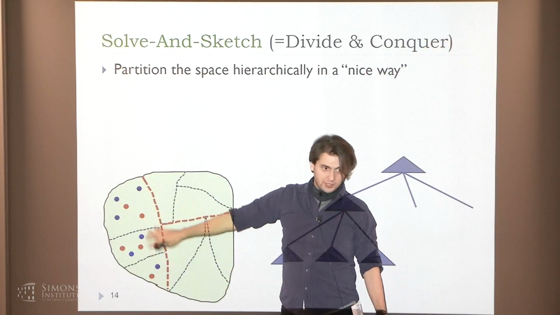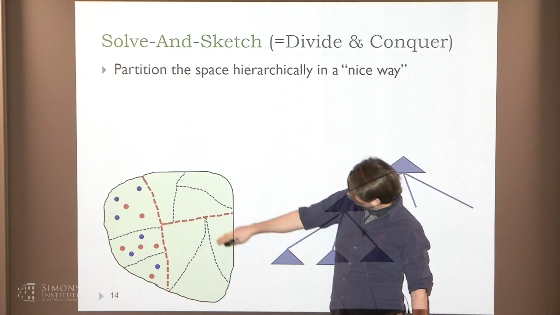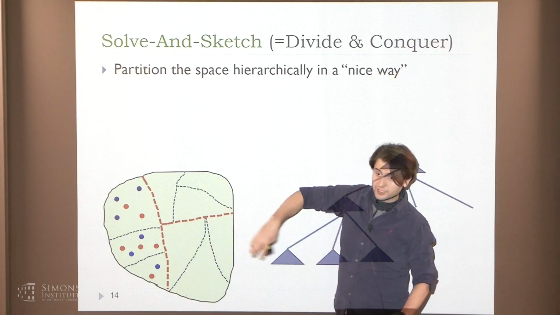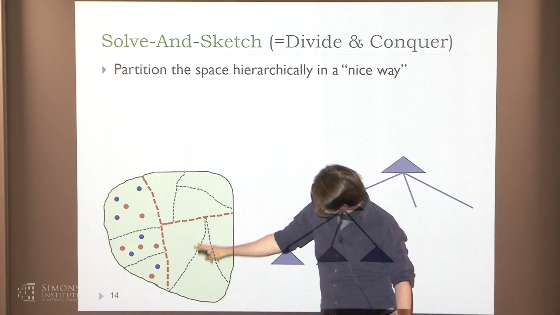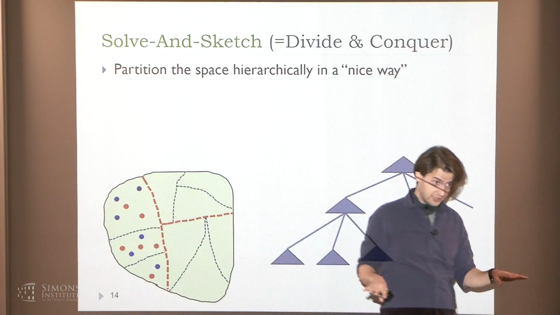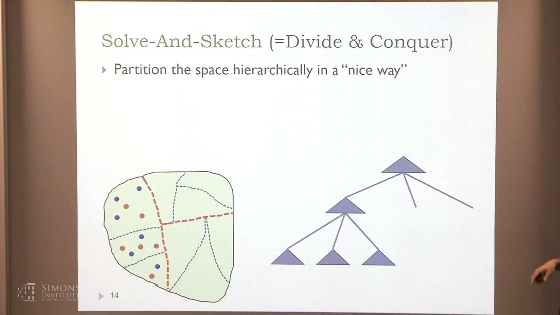I just draw a number of points, not everywhere. But you can think about this like the red partition as the first level partition, and then these smaller blue partitions are second level partitions. Okay, so this is part one.